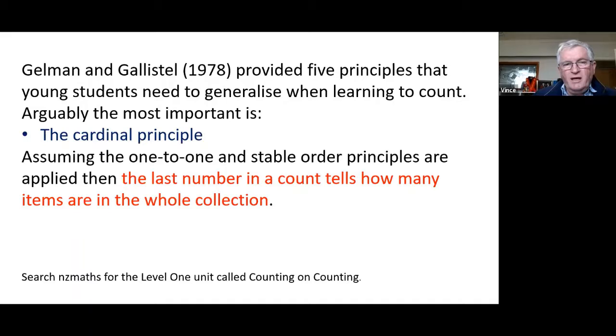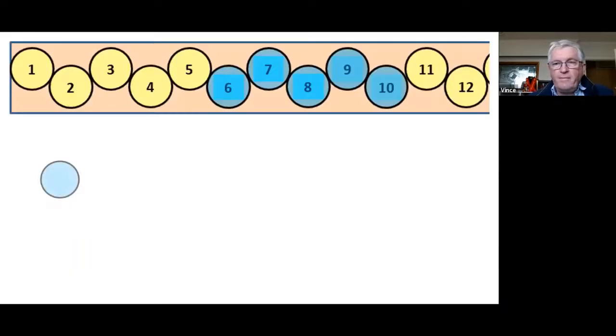So assuming you count 1 to 1, and you count in a stable order, you don't miss numbers out, then when you count a collection, the last number tells you how many are in the whole collection. That seems like a really obvious idea. If it was obvious, kids would not need to be told to count on, they'd work it out for themselves.